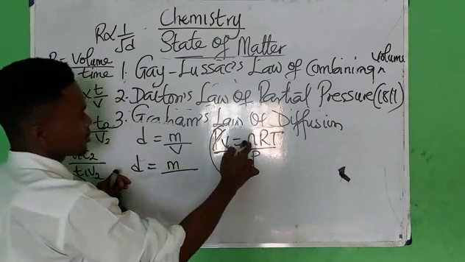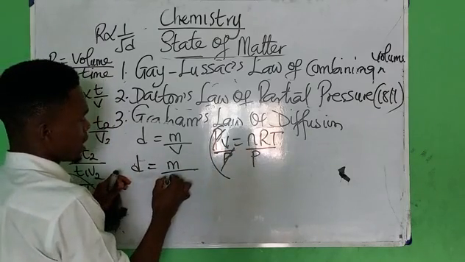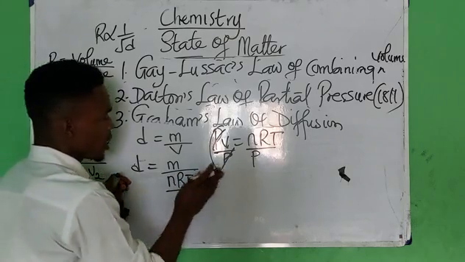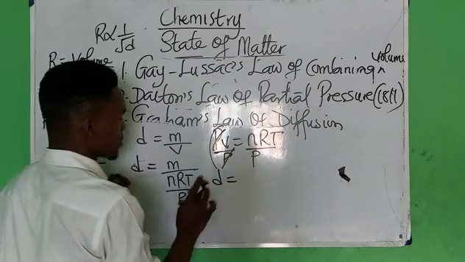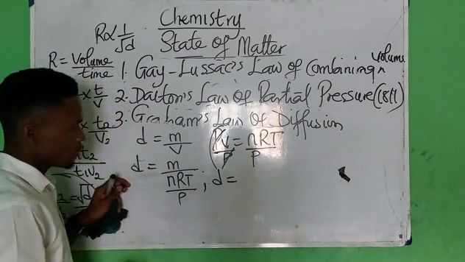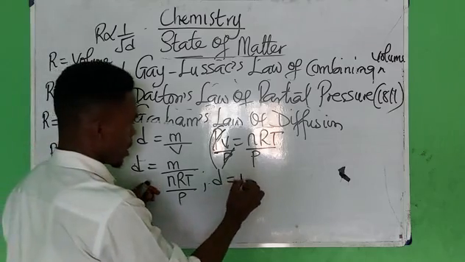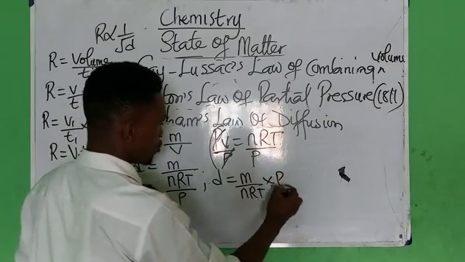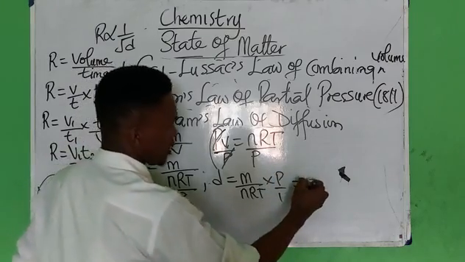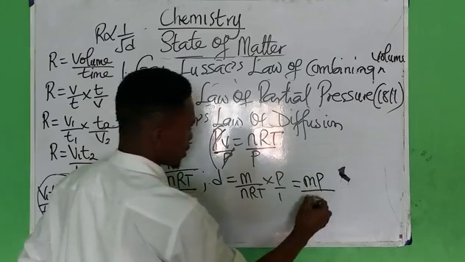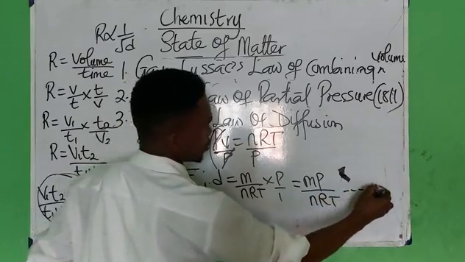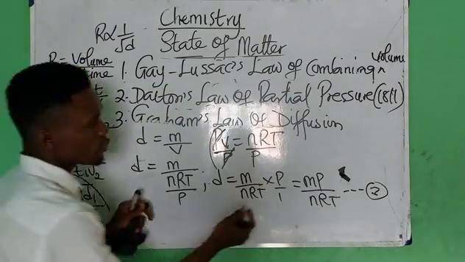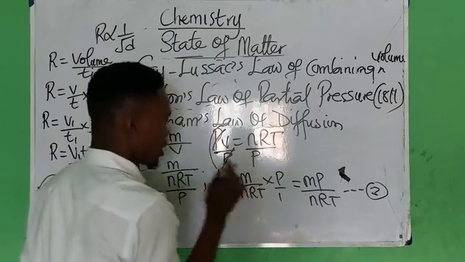Density is equal to mass over nRT over P. And this will give you D as M over nRT times P over 1. And this will be D equals MP over nRT, equation 3. Very easy. Now you've gotten equation 3 as this. Now what do you do next?